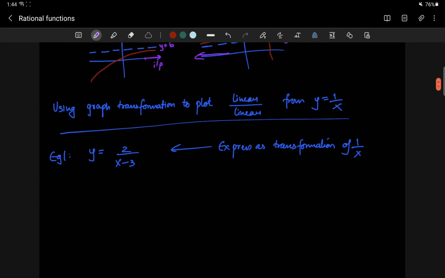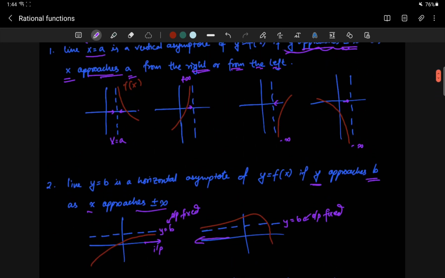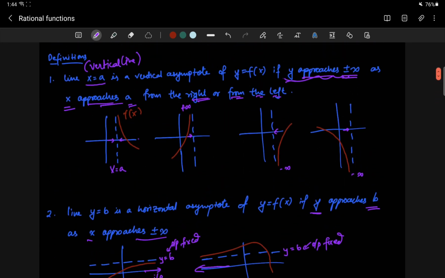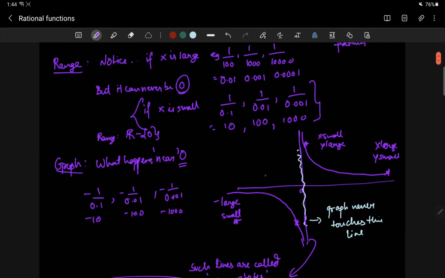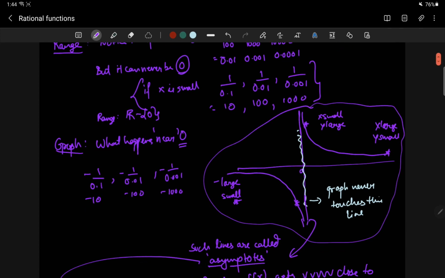Next, we're going to look at how we can use graph transformation in order to plot, now that we know the basic shape of a 1 over x function, right? This is the basic shape of a 1 over x function. We want to be able to use this information to plot other rational functions, which are of a specific type. And then further on, we learn a more general method of graphing all rational functions.